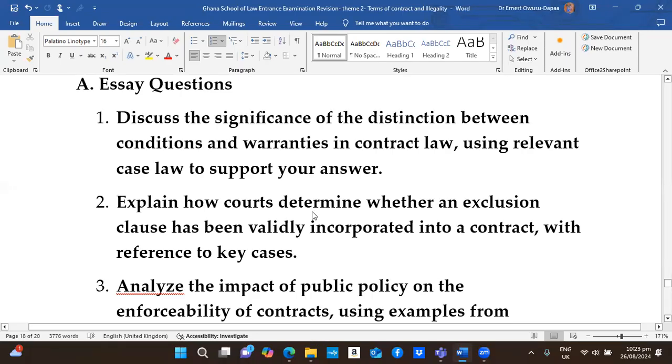So you explain what an exclusion clause is, and having explained what it is, you need to make the point that exclusion clauses are generally frowned upon by the law because they suggest that a person in a stronger bargaining position is exploiting a person who is vulnerable in a contractual arrangement. And for that matter, the courts or the law need to ascertain whether it was really an integral part of the contract. And how is that established?